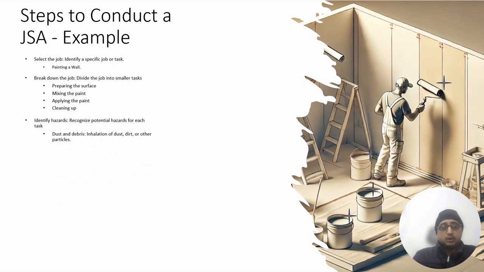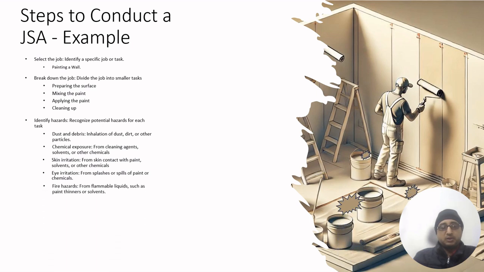Let's say the first hazard identified is dust and debris. It can cause health issues. Then chemical exposures, health issues. Again, skin irritation can be caused if your skin is directly exposed to the chemicals. Eye irritation similarly. Then fire hazard: the paints are highly flammable, so there is a fire hazard and explosion hazard.